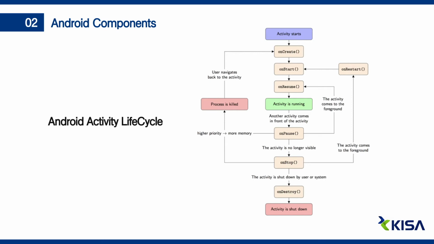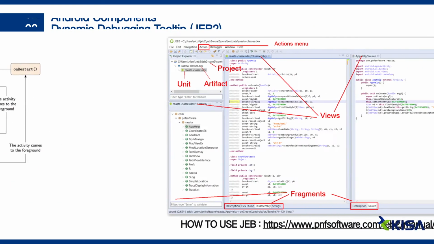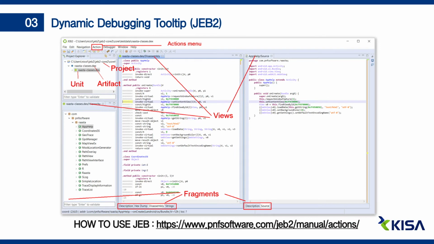Next, I'll explain what dynamic debugging tools you use to debug before analyzing malicious apps. We actually use JEB frequently in malicious app analysis. JEB Android Decompiler is a reverse engineering platform that allows packaged APKs to be decompiled as Java code to make the code readable and debuggable.